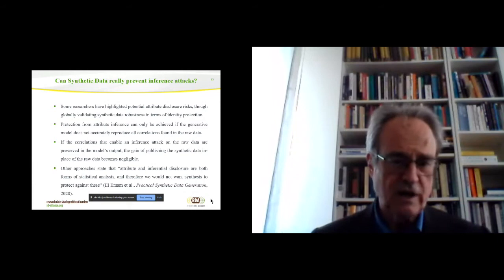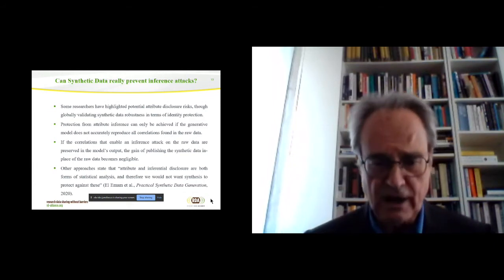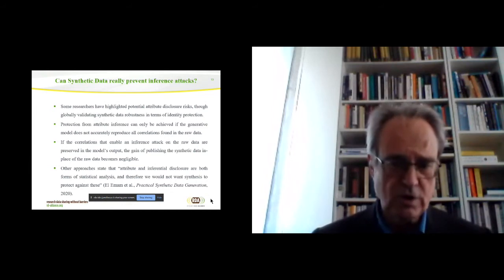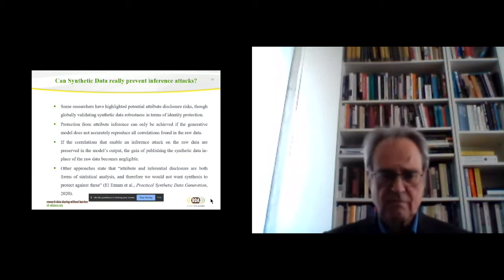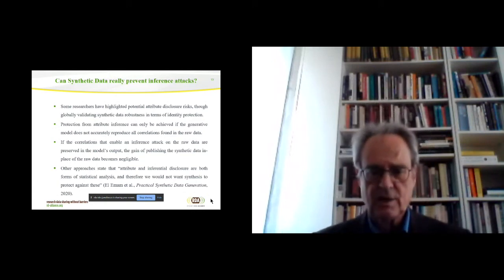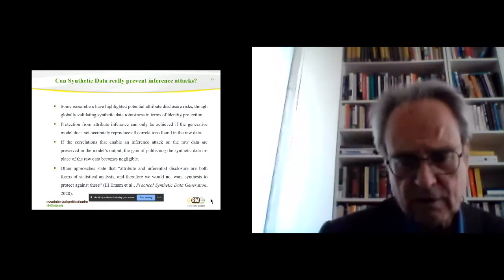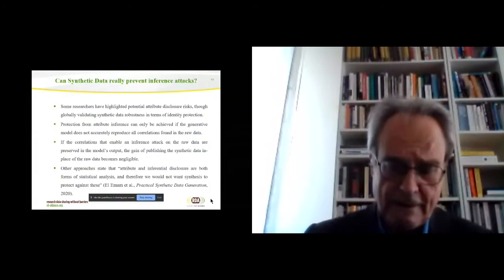Other approaches state that attribute and inferential disclosure are both forms of statistical analysis, and therefore we would not want synthesis to protect against these. This appears in the latest book by El Emam, published in 2020, Practical Synthetic Data Generation.